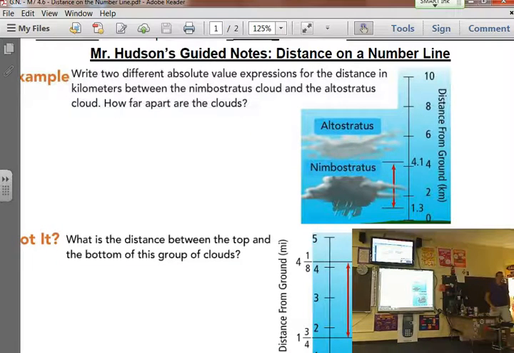So, just set up 4.1 minus 1.3, because the base of the altostratus compared to the base of the nimbostratus. Alright. So, 4.1 minus 1.3, what do we get for the difference here? 2.8. Gabriella, right? No, Ashley? Yes, Ashley.